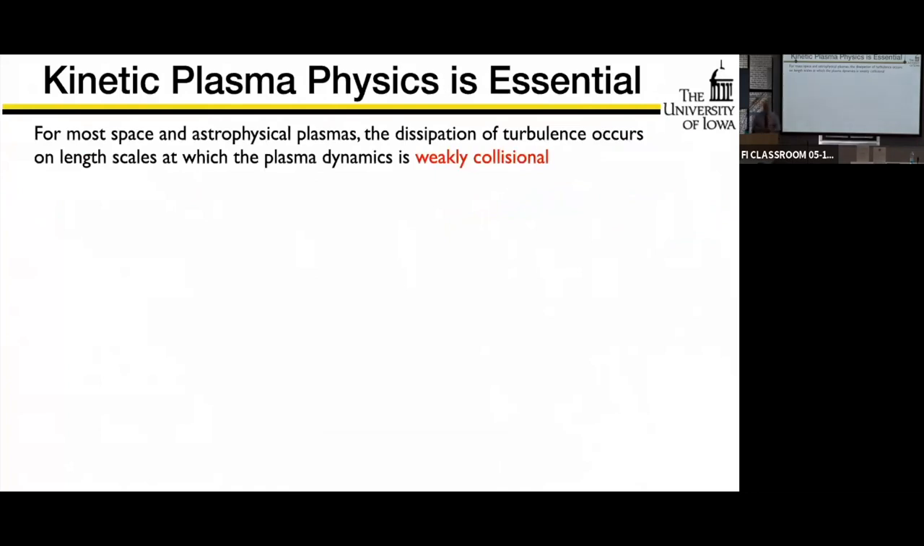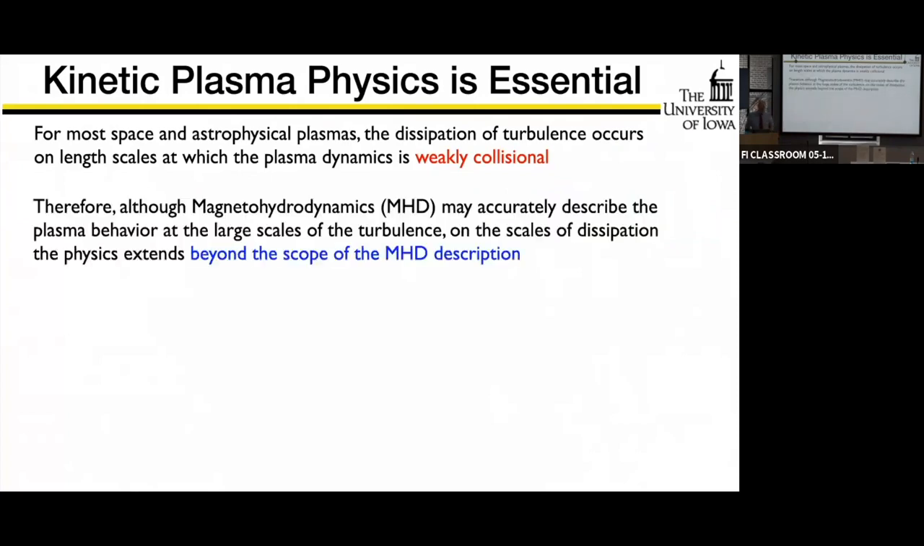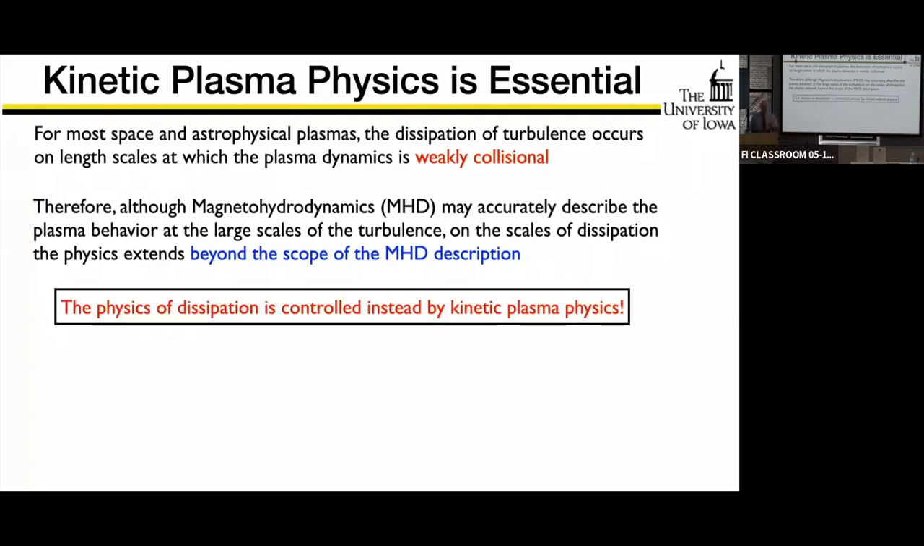Now, to get to your question about kinetic plasma physics: for most space and astrophysical plasmas, the dissipation occurs on length scales where the plasma dynamics is weakly collisional. Although magnetohydrodynamics, or MHD, can accurately describe the turbulence at very large scales, by the time it gets down to small scales where the dissipation mechanisms act, the physics governing that dissipation is well beyond the scope of MHD. You simply can't describe it using MHD.